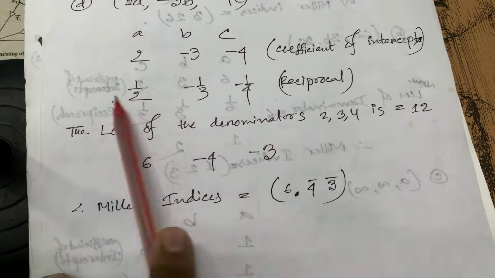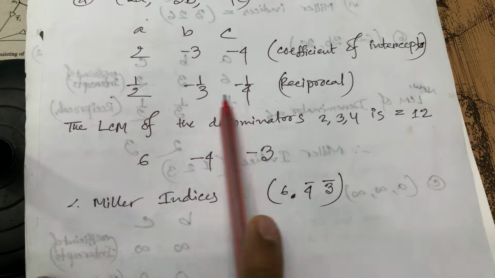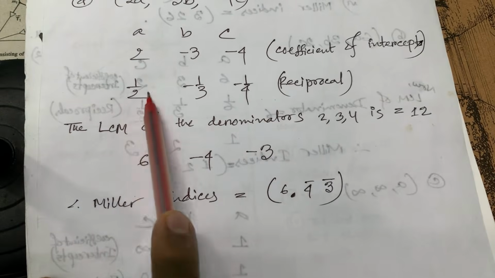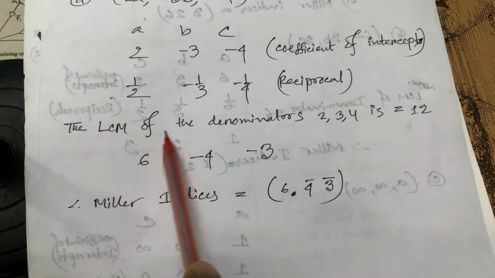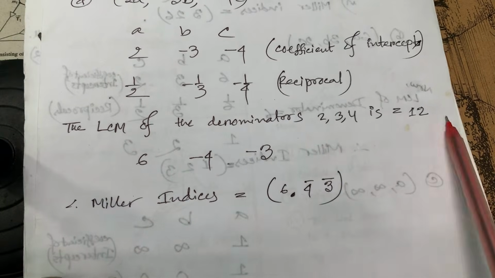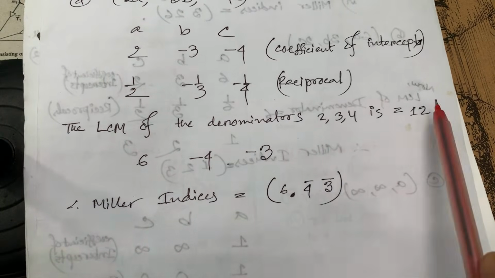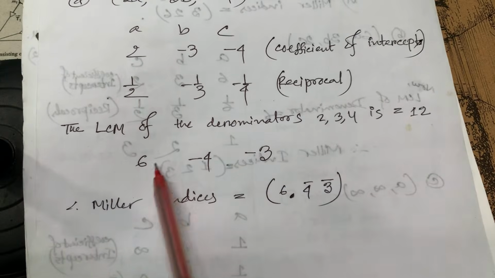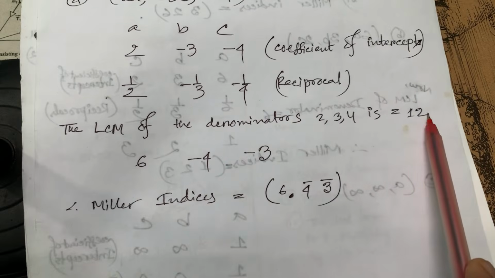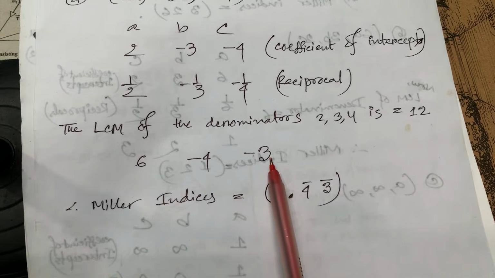Okay. So is that the Miller indices? No, because that's a fractional number. So we take the LCM of the denominators, that is 2, 3, and 4. Taking the LCM of the denominators will give us 12. You can calculate that, right? Multiply each of these with 12. So multiplying half with 12 will give us 6. Minus 1/3 with 12 will give us minus 4. And minus 1/4 with 12 will give us minus 3.